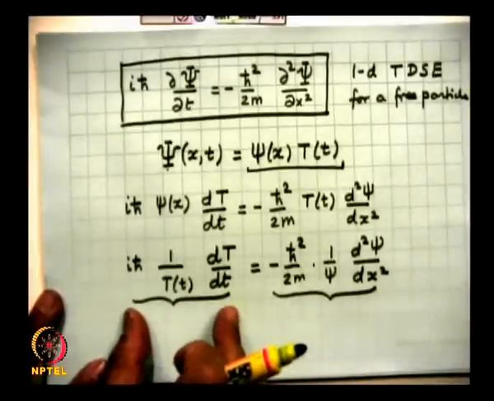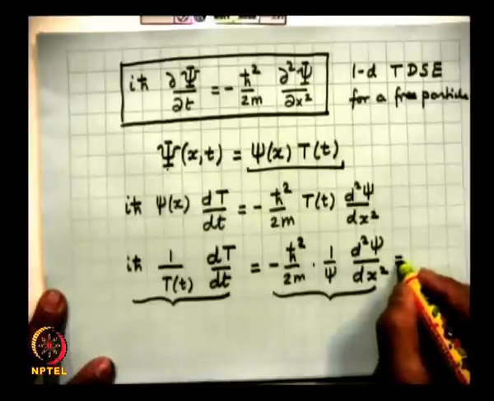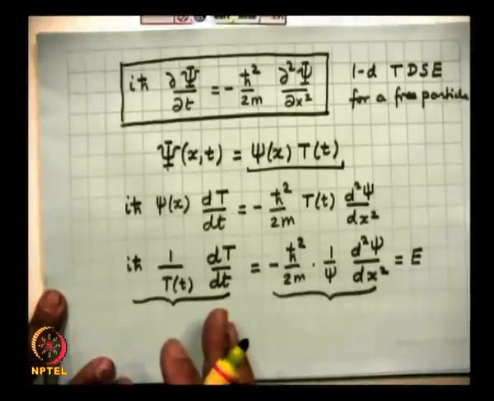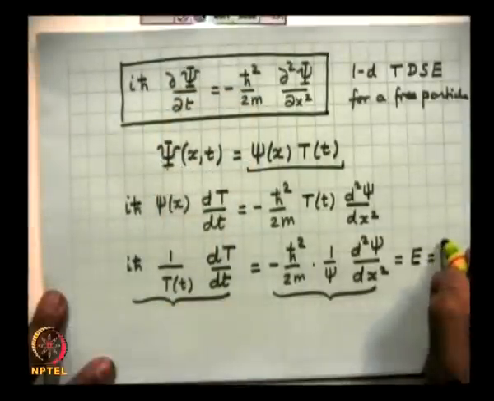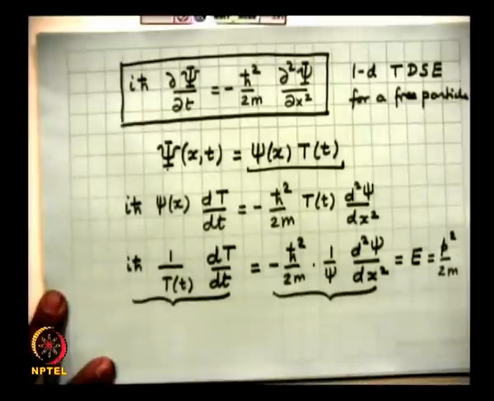So, a function of time cannot be equal to a function of x unless both of them are equal to a constant E. So, we say that the method of separation of variables has worked, and therefore, we can set the left hand side equal to a constant and the right hand side also equal to a constant. This E on the right hand side is a number, and I can write this E as just p square by 2m, where p is now a number, and I will tell you why I have written that.